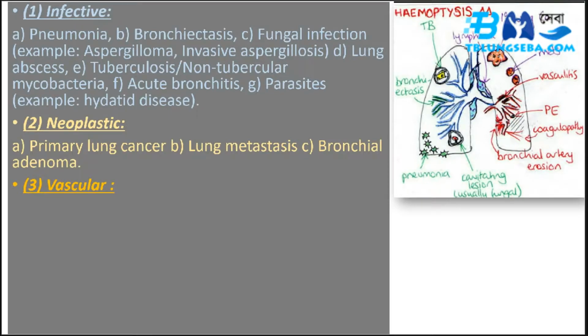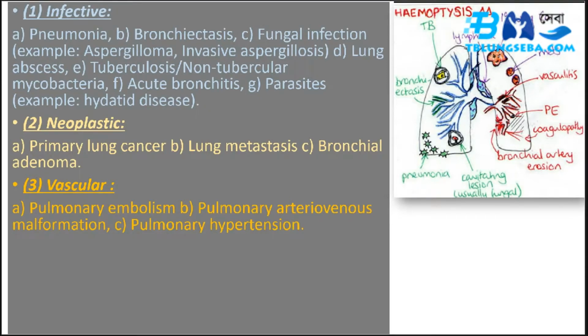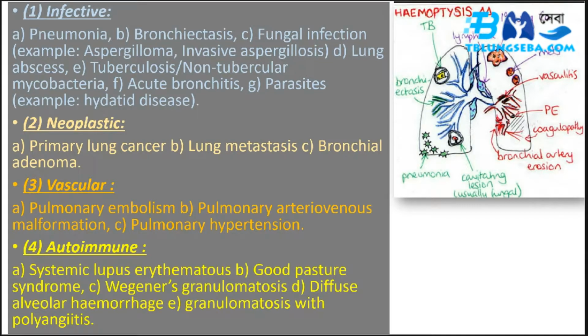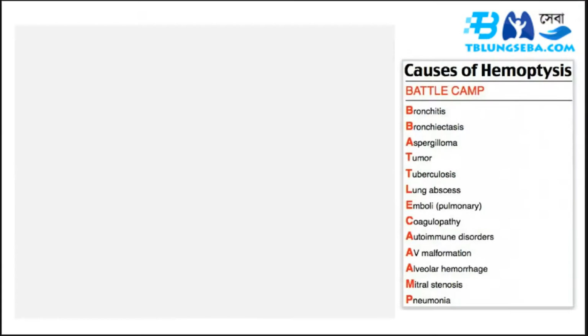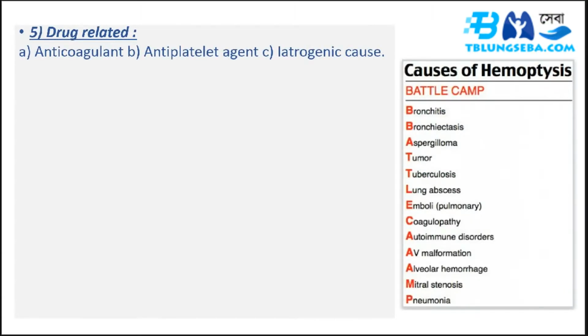Three, vascular: A, pulmonary embolism; B, pulmonary arteriovenous malformation; C, pulmonary hypertension. Four, autoimmune: A, systemic lupus erythematosus; B, Goodpasture syndrome; C, Wegener's granulomatosis; D, diffuse alveolar hemorrhage; E, granulomatosis with polyangiitis. Five, drug-related: A, anticoagulant; B, antiplatelet agent.